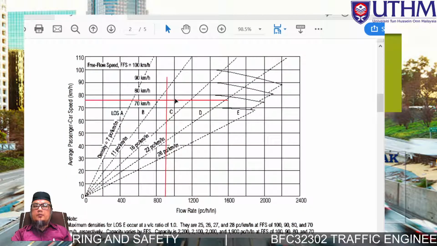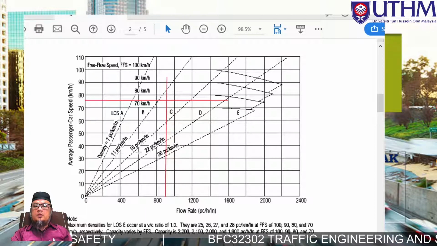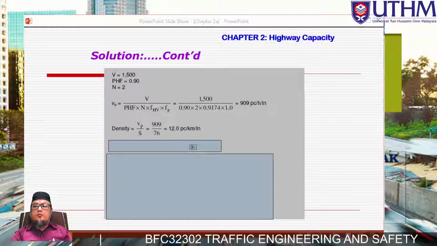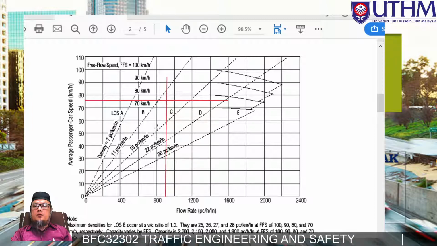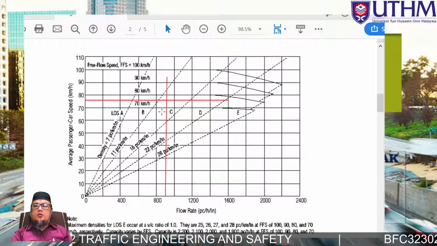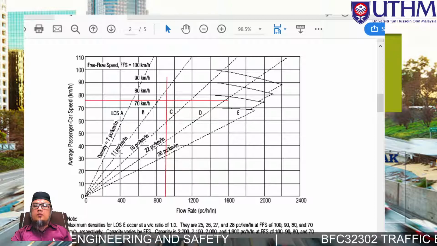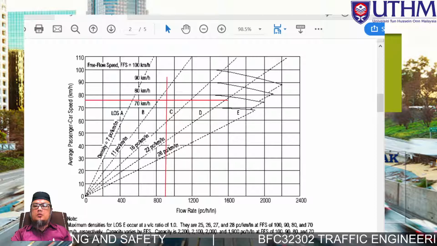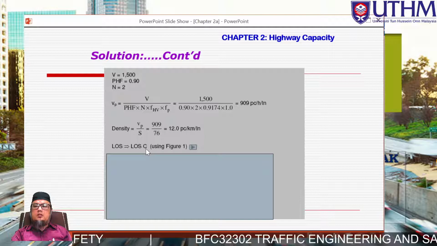Now we have here the range, which is 12. We got the value of density 12. So from this particular normal graph, we got, of course, under level of service C. The value given is 12, consider C, because over 12 up to 16. So we obtain level of service C.